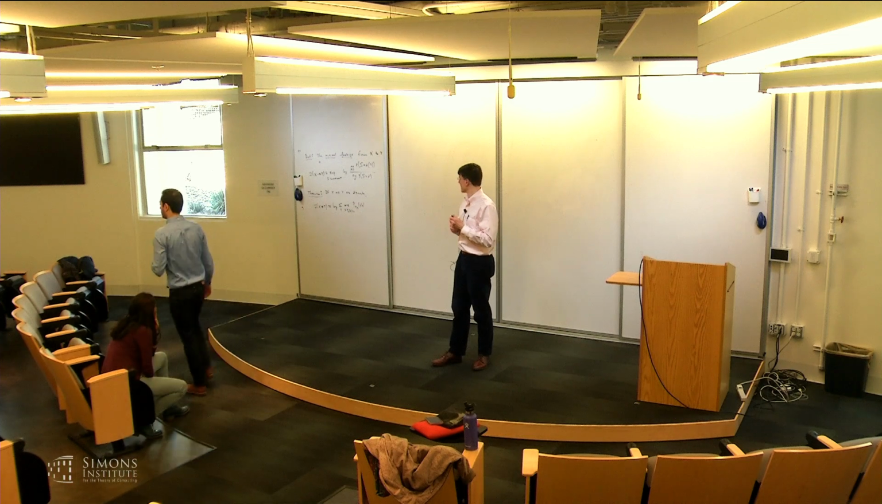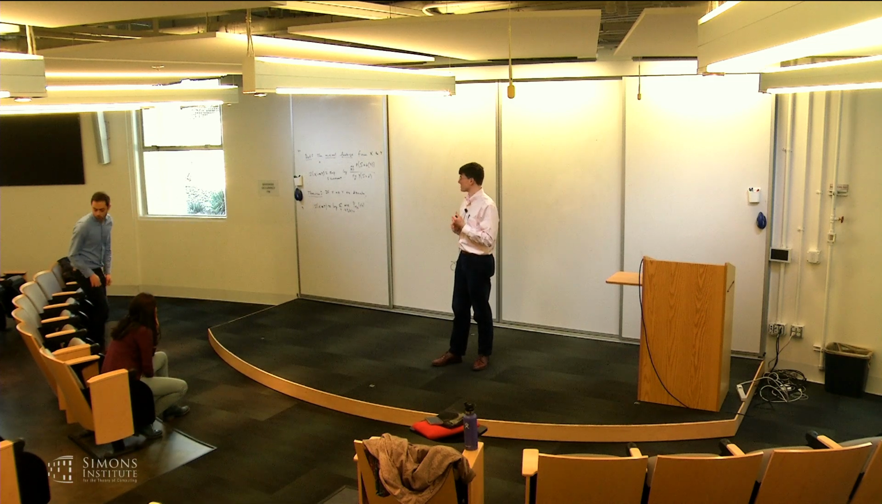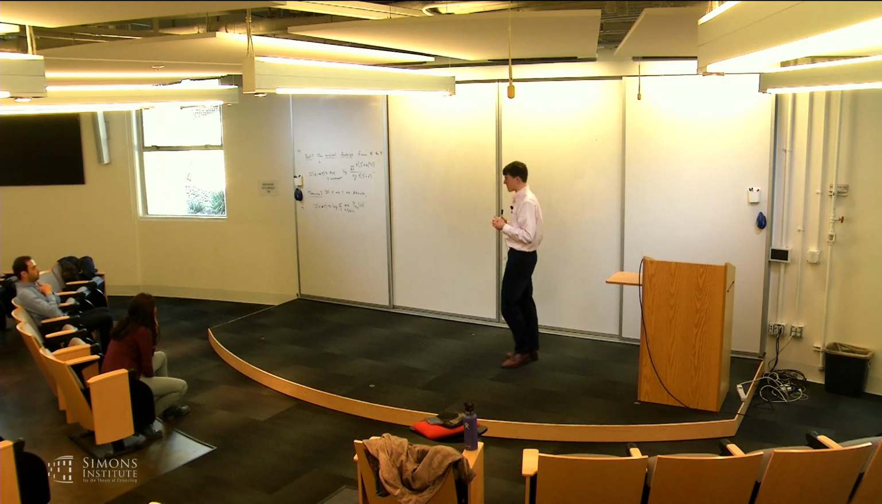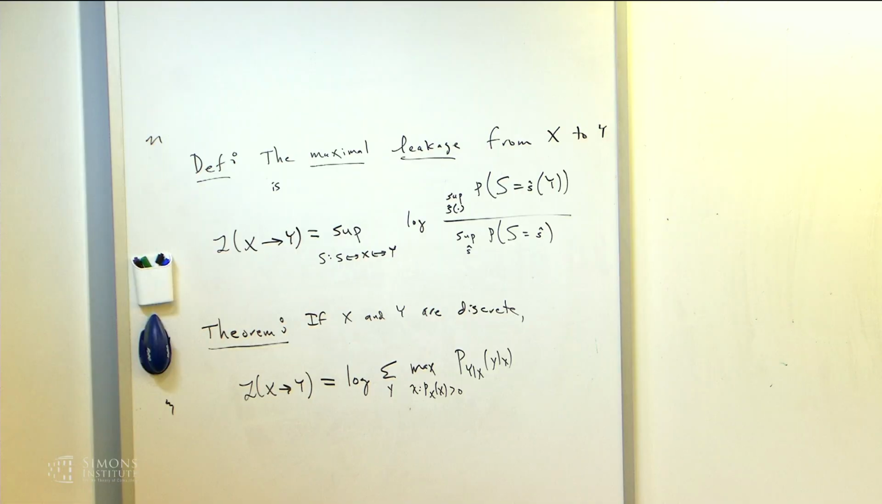Maximal leakage. I covered the basic definition, the basic theorem, variations on it, comparison with mutual information and maximal leakage and differential privacy, etc. I did not really say much about mechanisms, so I'm going to take maybe about 10 or 15 minutes and talk a bit about mechanisms.